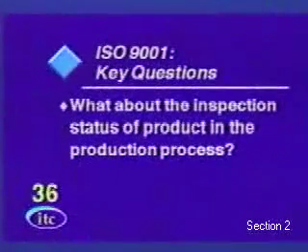What about the inspection status of product in the production process? In the area of inspection status, a company must be able to establish product status during all stages of the production cycle. You must be able to assess whether or not the product has been inspected and approved, or been inspected and rejected. In addition, you must be able to demonstrate evidence that all specified inspections have been performed.